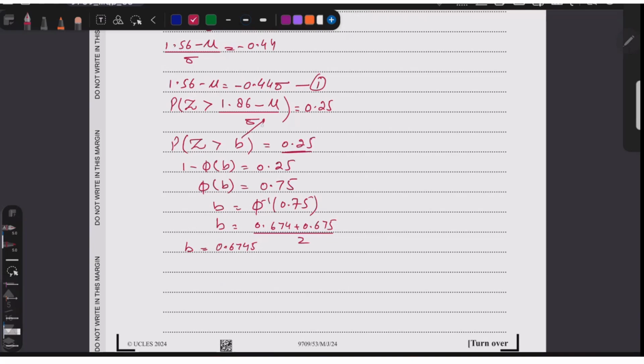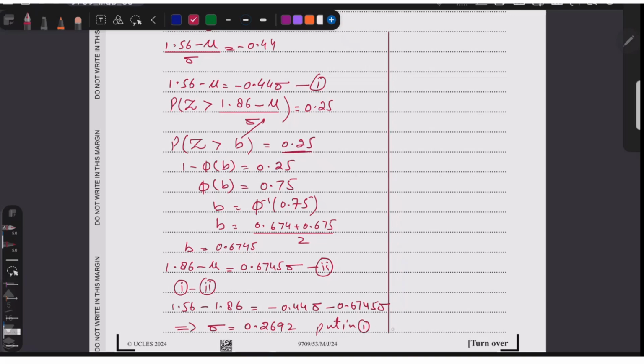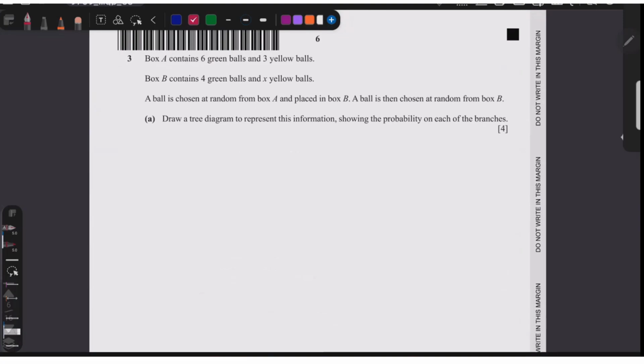now we take the value of B, it is 1.86 minus mean divided by standard deviation. If I multiply it on the other side, it will give us equation number 2. Now we solve equation number 1 minus equation number 2. It would be equal to, so these are the answers. Let's move to the next question.